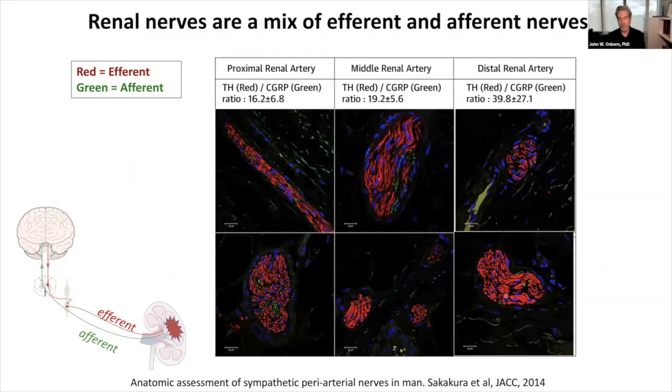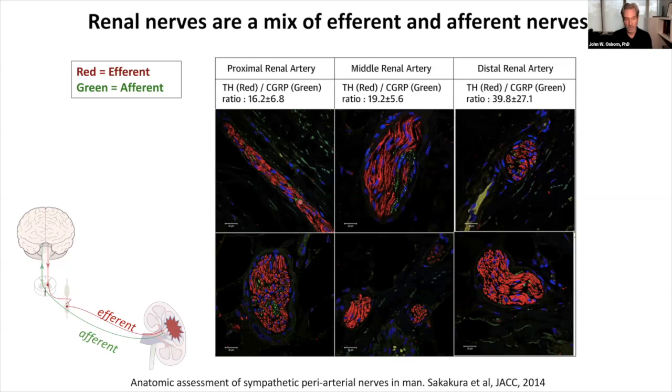This is a nice image. These are human renal nerves taken at different points along the renal artery, and I've color-coded my diagram over here. So what you see in red in these bundles are sympathetic or TH positive sympathetic nerves. Green are the sensory or the afferents. So you'll see a lot of red. You'll see some sensory. That's one thing. Maybe about 10% of the fibers are sensory. The rest are sympathetic.